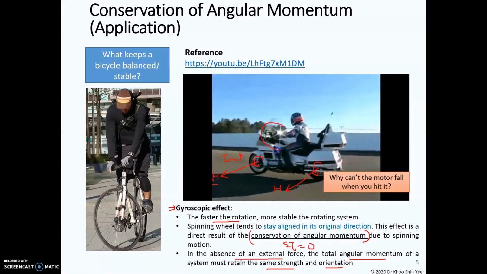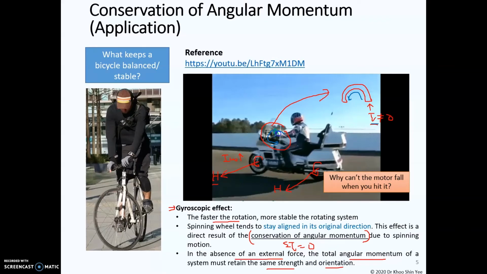When you hit the holder of the motor, let's say this is the holder, you actually apply a torque to the system. So in this case, the torque is not equal to 0. You can see that the holder will rotate in this direction due to the torque. The holder here rotates counterclockwise to the vertical direction. Therefore, the torque is acting upward.